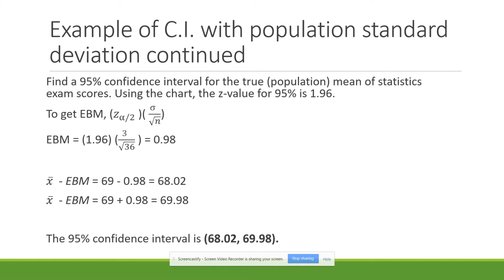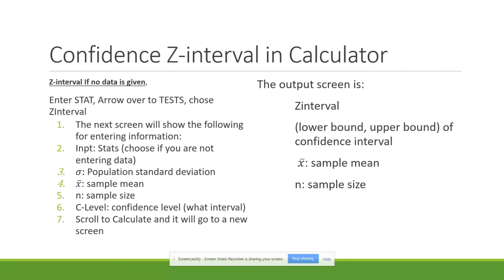To get the EBM, I do 1.96 times the population standard deviation of 3 divided by the square root of the sample size, which was 36. I get 0.98. To get the lower bound, I do the sample mean minus the EBM, which is 69 minus 0.98 to get 68.02. And to get the upper bound, it should be the sample mean plus the EBM equals 69 plus 0.98 equals 69.98. So my confidence interval is 68.02, 69.98.